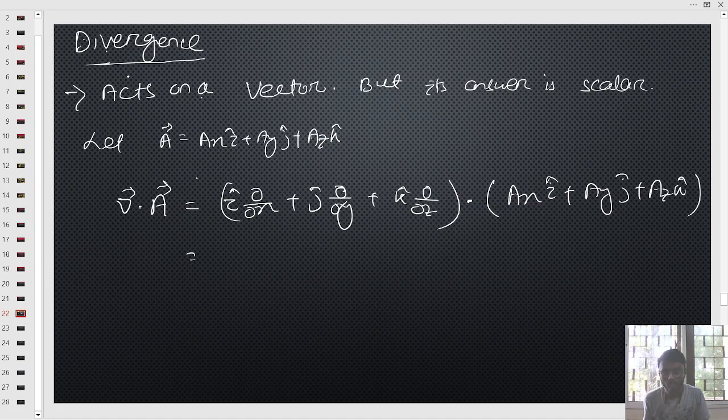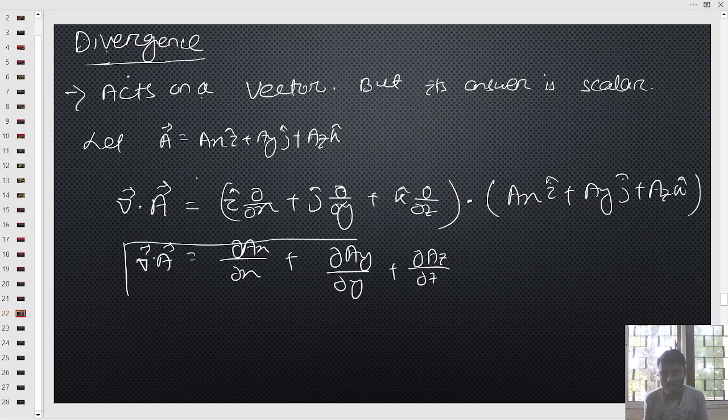So you just do the dot product. What will you get? Del ax upon del x plus del ay upon del y plus del az upon del z. This is what divergence looks like. Make it a box for your convenience.